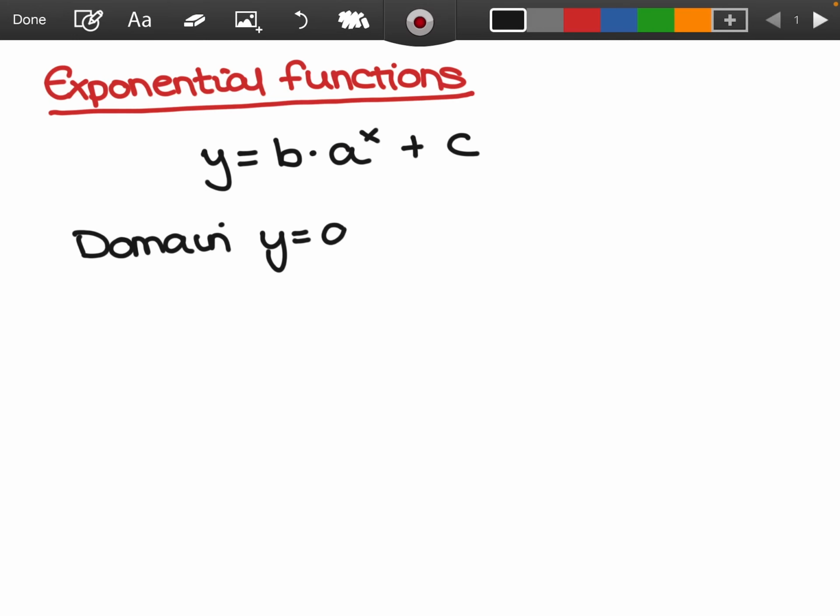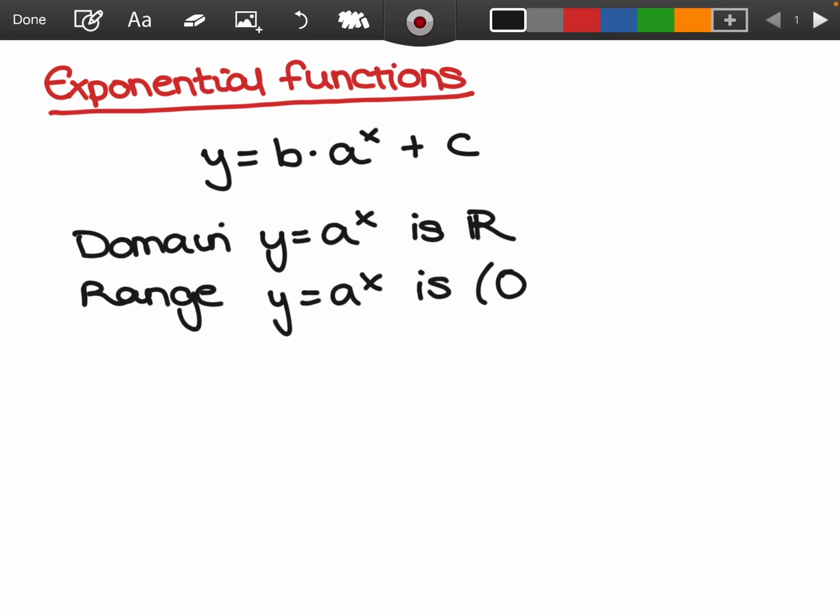Well, we know that the domain, if I have my standard y is equal to a to the x, the domain of that is all real numbers. The range of that for our standard y is equal to a to the x, we said is 0 up to infinity, but not including 0 because 0 is our horizontal asymptote.